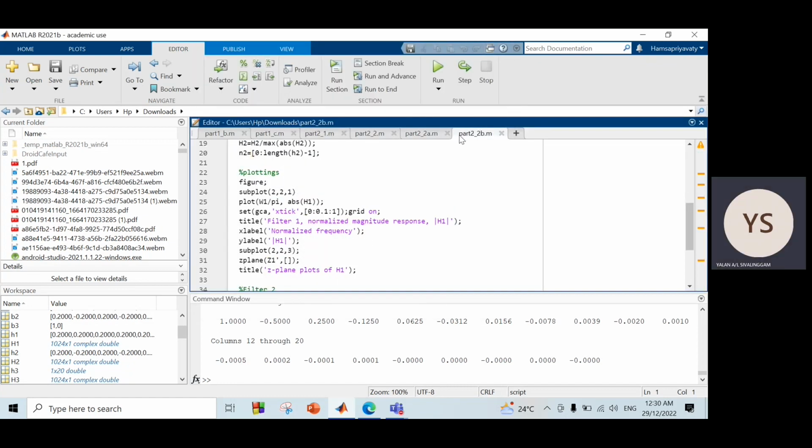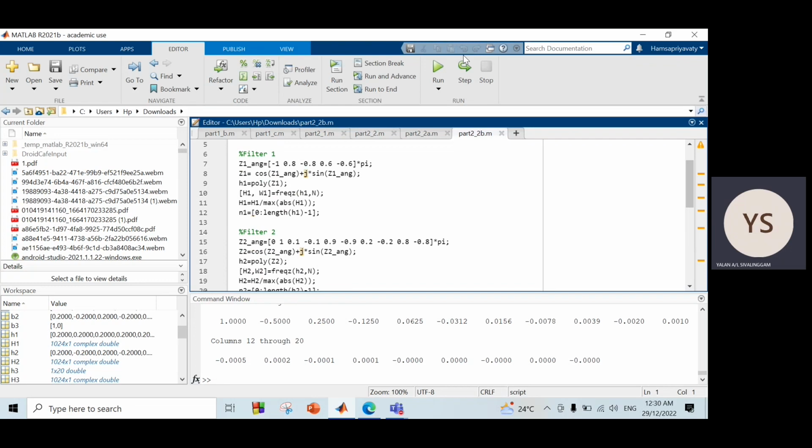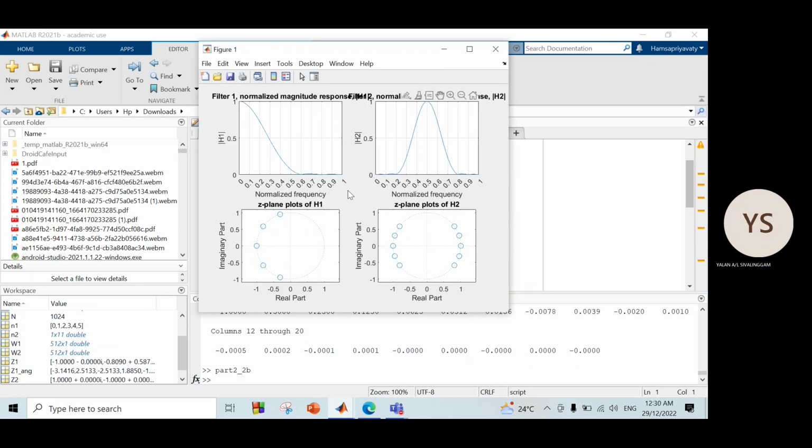And then the last, part 2, and 2b, the Z part 4. Here we will use filter 1 and filter 2 for the normalized frequency, and then for H1 we will get the answers in the negative region. The zeros are in the negative region, and then for H2 the zeros are on both sides, negative and positive.